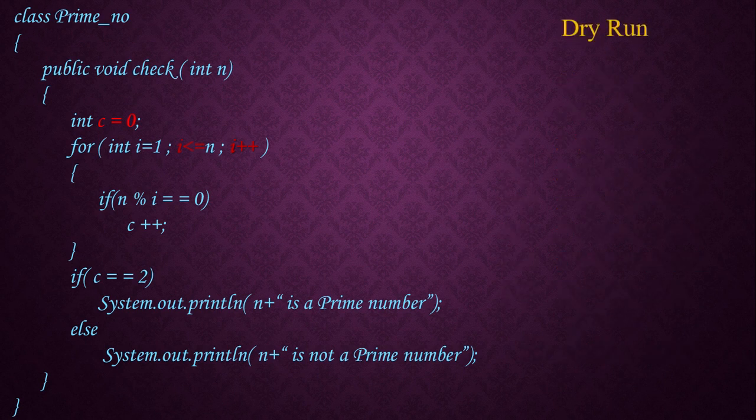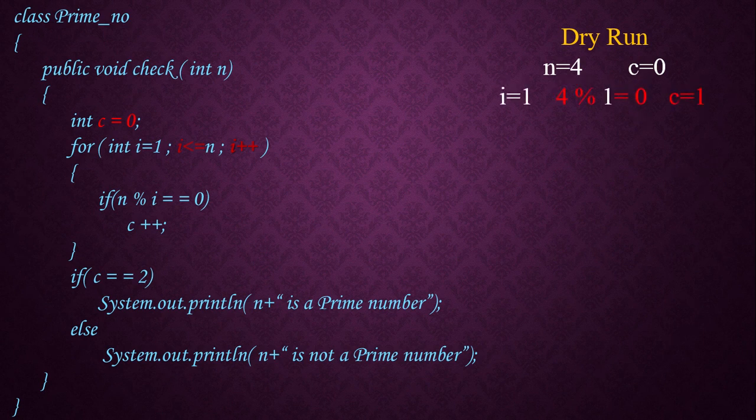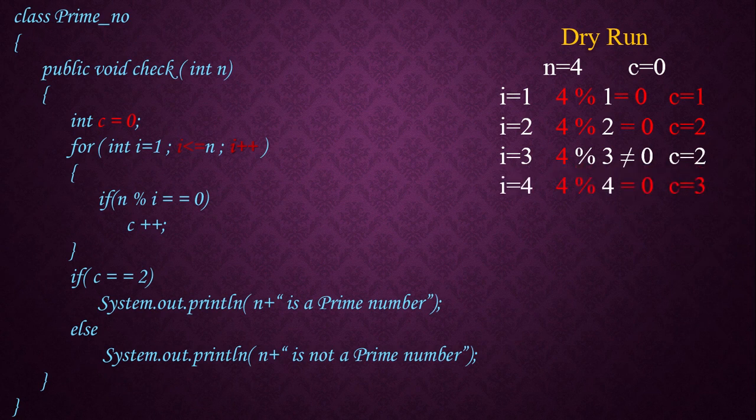Suppose we have taken the number as 4. As usual, my count for factor c will be initialized with 0. My for loop begins. 4 is divisible by 1, so my factor count increases. When i equals 2, 4 is also divisible by 2, so my factor count again increases. Now i equals 3, this time the remainder is not 0, so the factor count is not increased. But when i equals 4, the remainder comes 0 and hence my factor count increases to 3. Now i becomes 5, which does not satisfy the criteria because 5 is not less than or equal to 4.